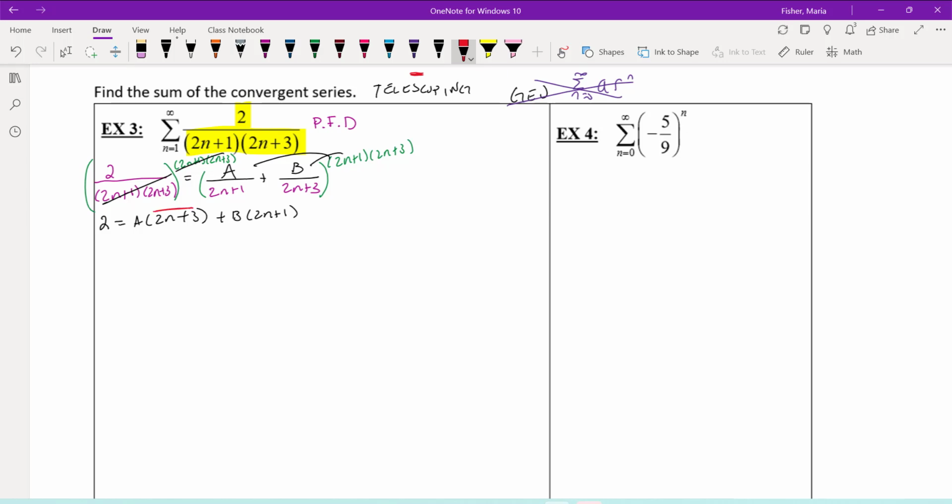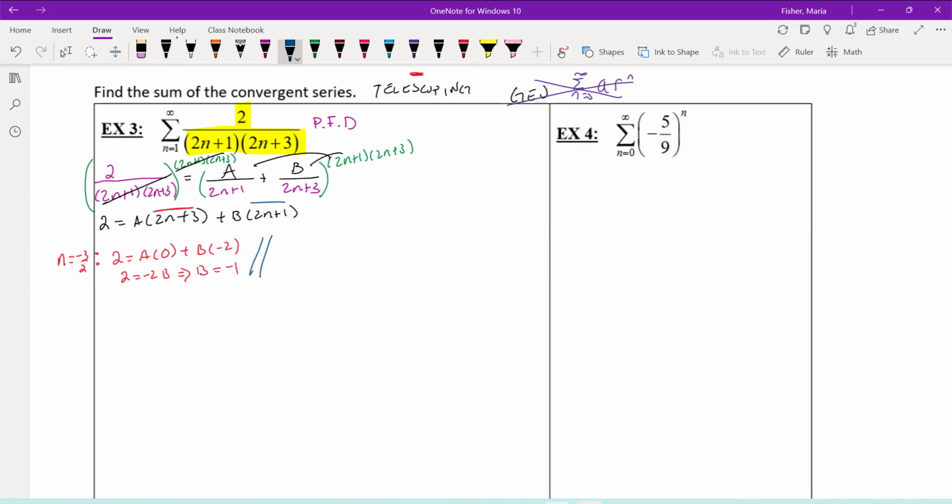To get rid of this term, I would have to let n equal negative 3 halves. Well, if n is equal to negative 3 halves, I would have 2 equals A times, well, that becomes 0, plus B times negative 3 halves times 2 is negative 3, plus 1 is negative 2. I have 2 equals negative 2B, which means that B is equal to negative 1.